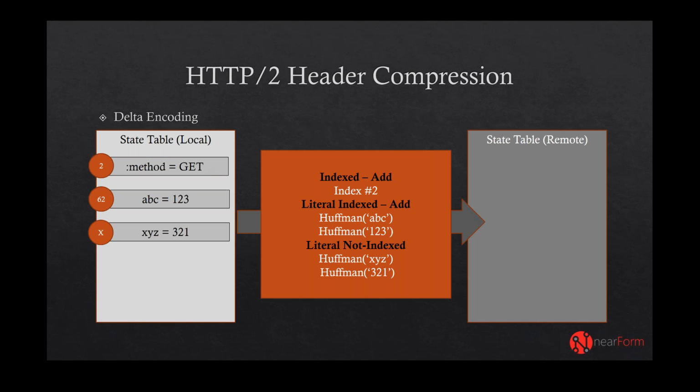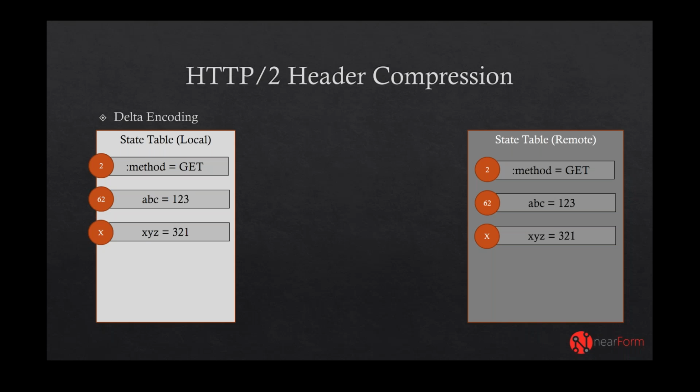And what we're going to say is we're going to add an index value, which we literally just pass as the number 2. We're going to say literal index. We're going to add a compressed ABC equals 123, and then the not indexed one we'll pass as the literal. This ends up getting compressed into a very, very small frame and sent over the wire. It's a fraction of the size of the data that would normally be sent over HTTP/1.